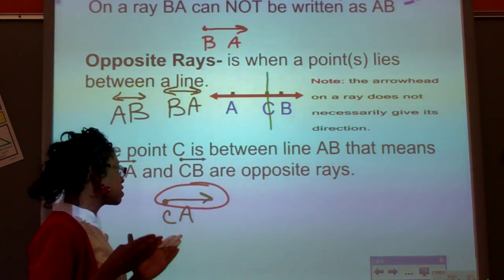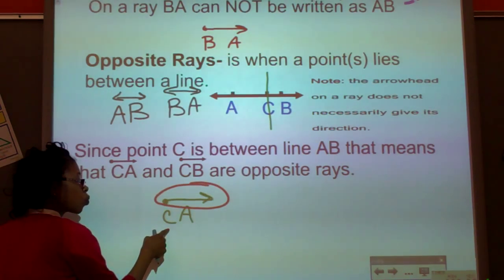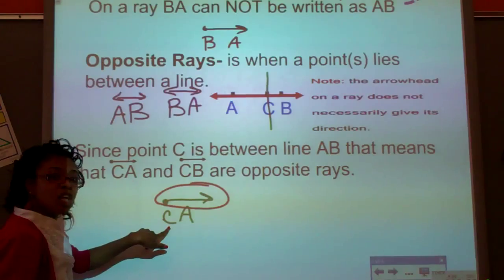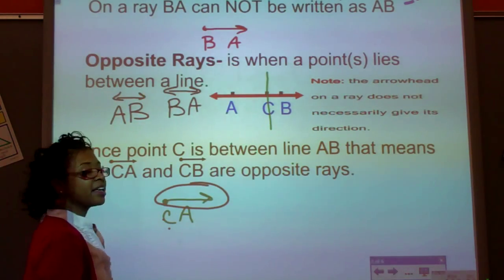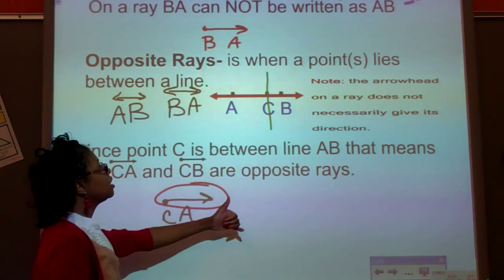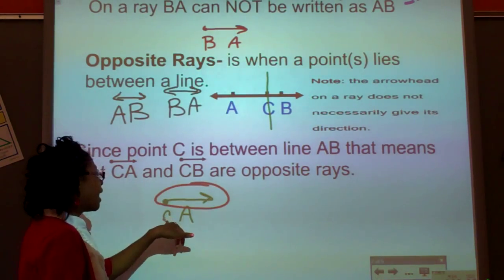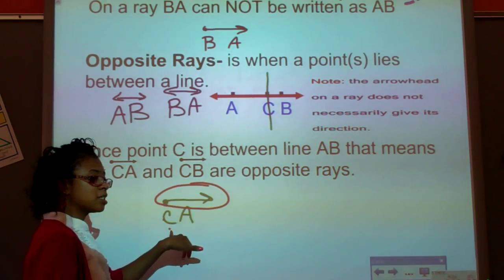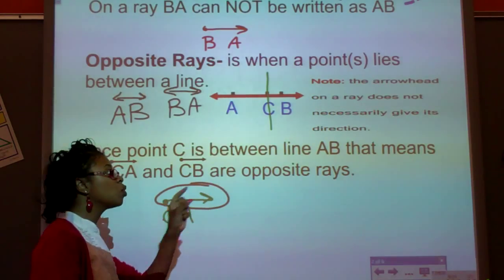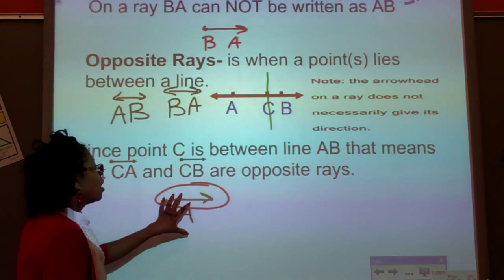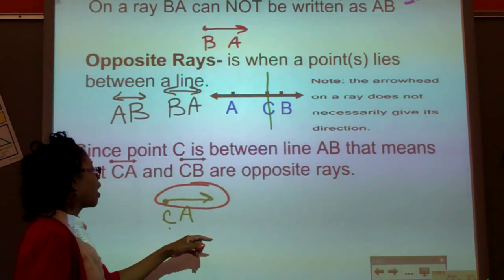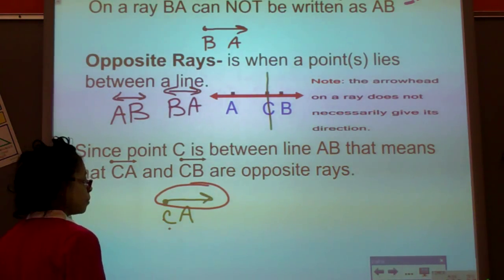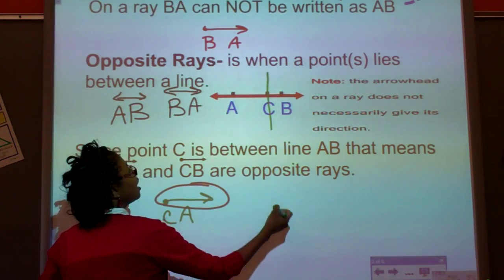The main focus and concern is that you're telling your reader C is the initial point and A is the portion that is continuous. It doesn't matter it's going to the left. I need to tell my reader that the initial point is C and A is the continuous point forever and ever.